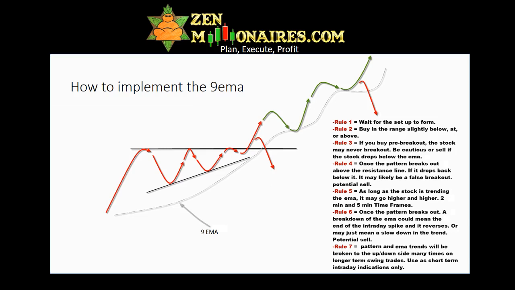On rule number 4, once the pattern breaks out above the resistance line, I look for the next test on the 9 EMA here. You see on the green line, if it drops back below it, it may likely be a false breakout. So it's a potential sell. On rule number 5, as long as the stock is trending along the EMA, it may go higher and higher.